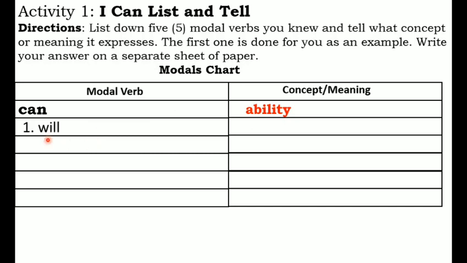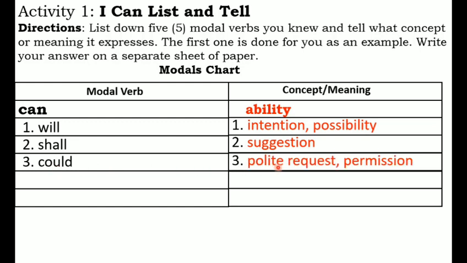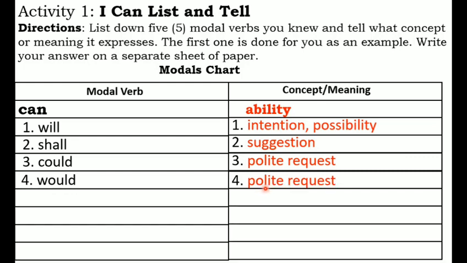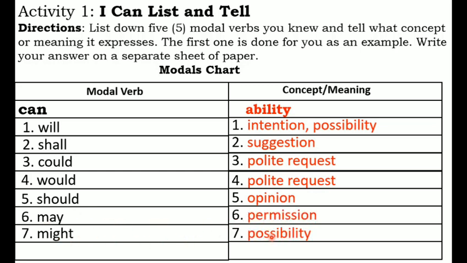Okay, next. Number 1, will. The concept is intention or possibility. Number 2, shall. Concept is suggestion. Number 3, could. The meaning is polite request or permission. Number 4, would. That is a polite request. 5, should. That is opinion. May shows permission. Might shows possibility. And must shows obligation.